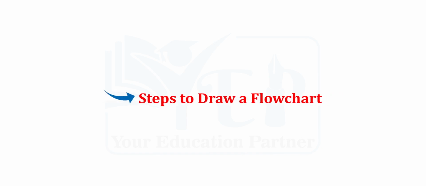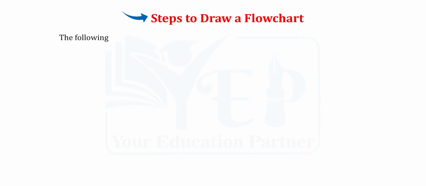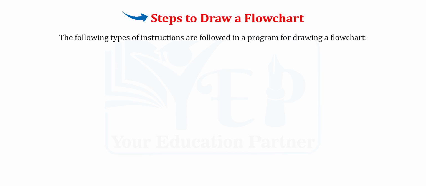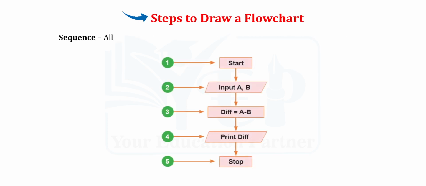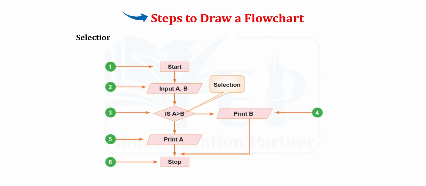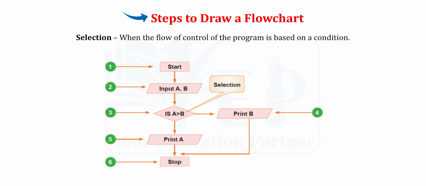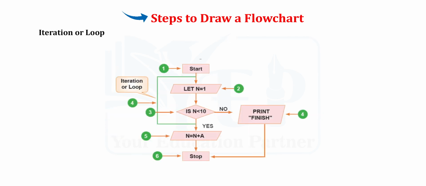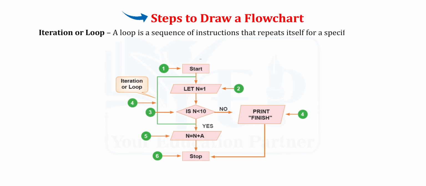Steps to draw a flowchart. The following types of instructions are followed in a program for drawing a flowchart. Sequence. All the steps shown in the flowchart are executed one after another. Selection. When the flow of control of the program is based on a condition. Iteration or loop. A loop is a sequence of instructions that repeats itself for a specified number of times or while a particular condition is true.